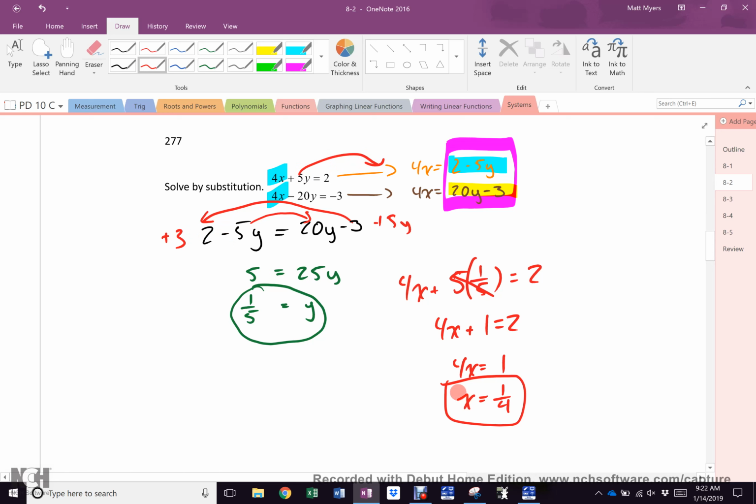Can I check this easily? What's 4 times a quarter? 1. What's 5 times a fifth? 1. What's 1 plus 1? 2. What's 4 times a quarter? 1. What's 20 times a fifth? 4. What's 1 minus 4? Negative 3. Done. Everybody good?